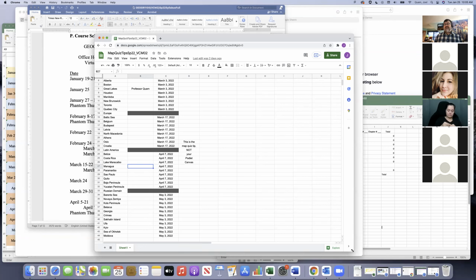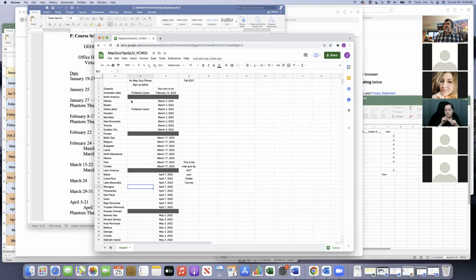All right, so I'll be sending you that link soon, and you can go at your leisure and pick which one of these places. If you choose a place in North America, you'll do your map quiz tip on March 3rd. If you choose a place in Europe, that will be on March 17th. If you choose a place in Latin America, Caribbean, that will be on April 7th. If you choose a place in the Russian domain, that will be on May 3rd.